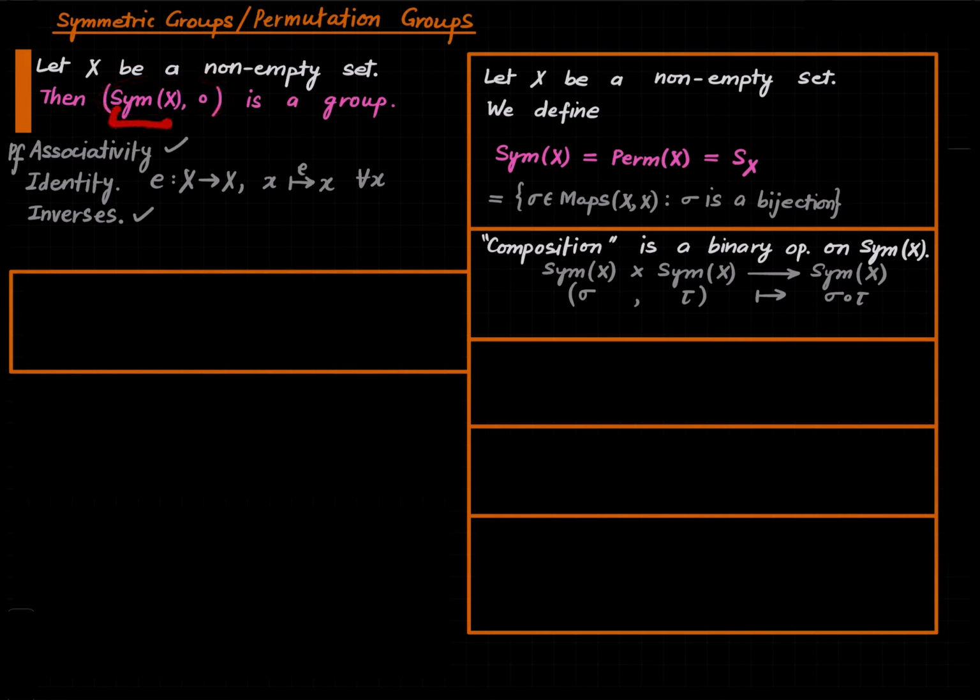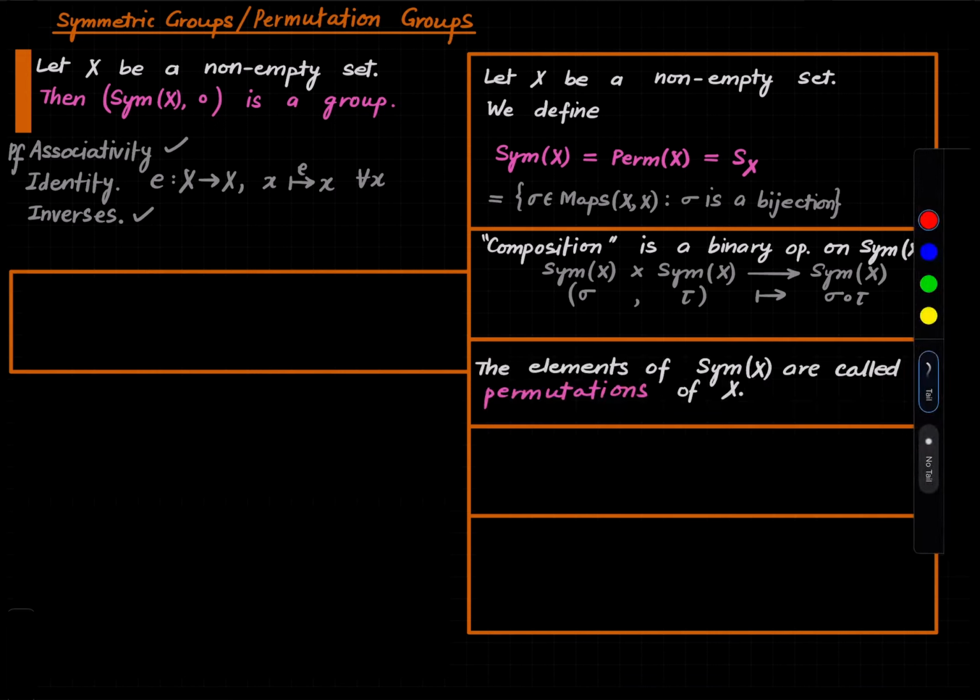The set of all the bijections from x to x under composition is a group, and it is called the permutation group of x or the symmetric group of x. I don't know if I've written it somewhere. Let's see. If I haven't, I will explicitly write that down. Yeah, so the elements of this are called permutations of x.